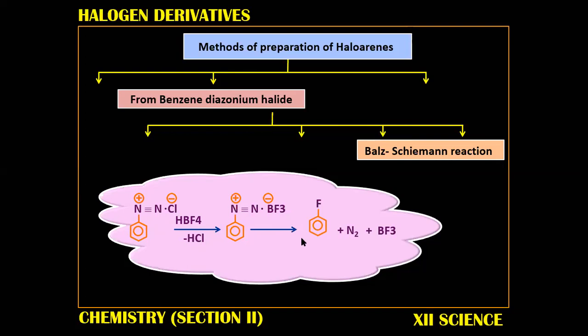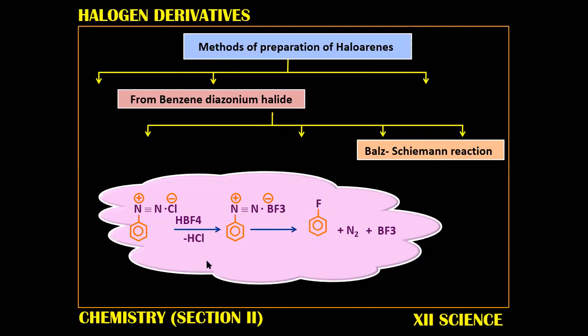Then on heating, here put a triangle, and on heating we'll get fluorobenzene, nitrogen gas, and BF3. I'll repeat the entire thing. When benzene diazonium chloride reacts with HBF4, you just eliminate HCl, only HCl. Here you write N2BF4 instead of BF3, make it N2BF4.